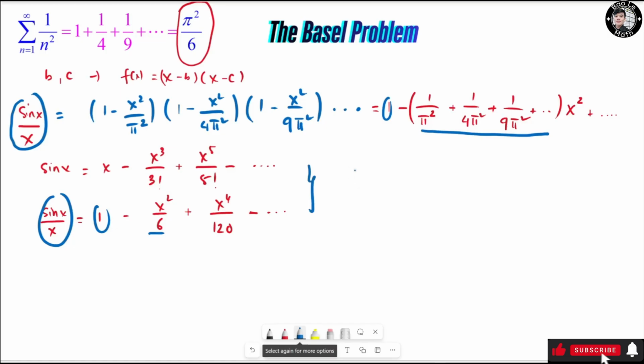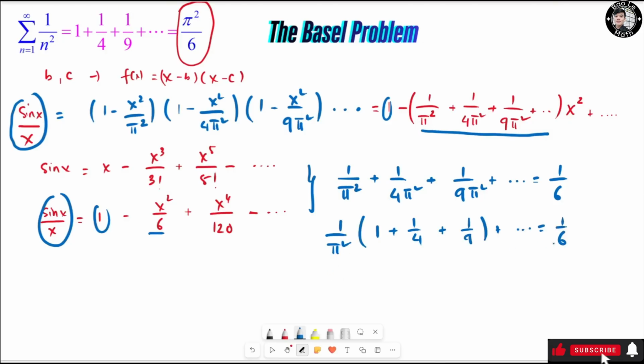So I'm going to end up with, I'm going to factor 1 over pi out, right? So it could be, now I'm going to multiply both sides by pi squared. And the one inside right here, actually the series 1 over n squared when n starts from 1 to infinity equals pi squared over 6.